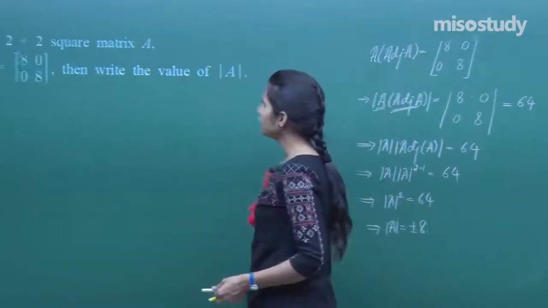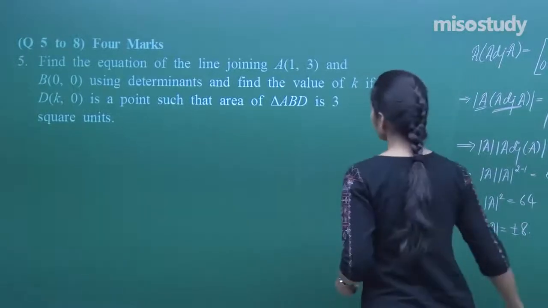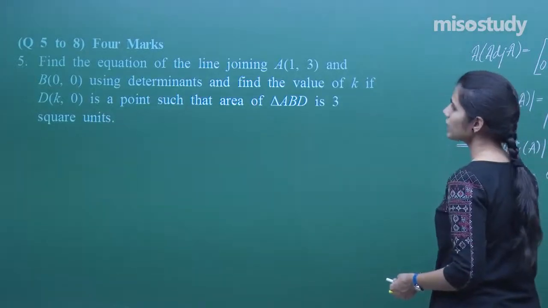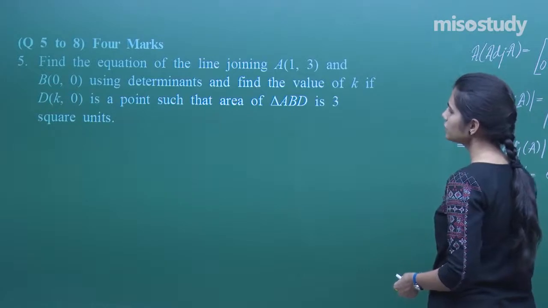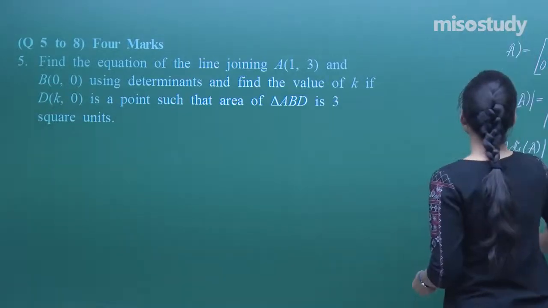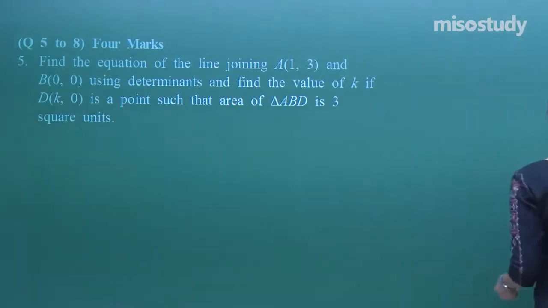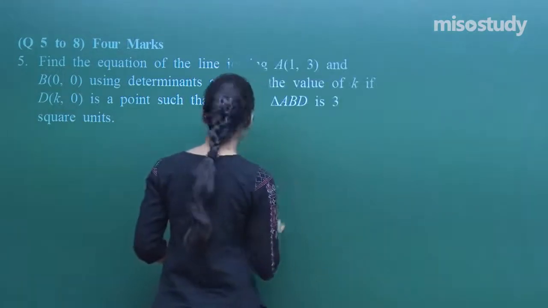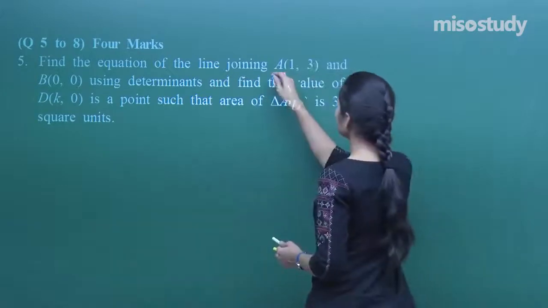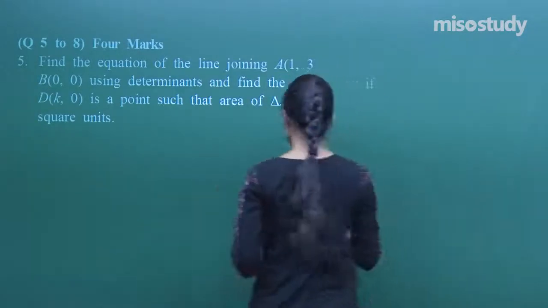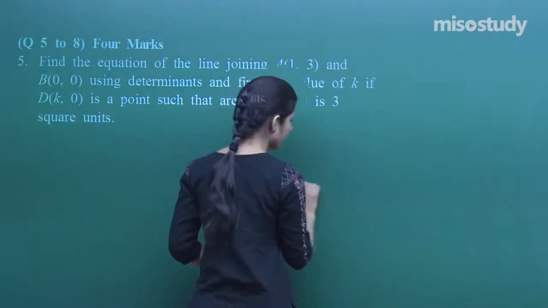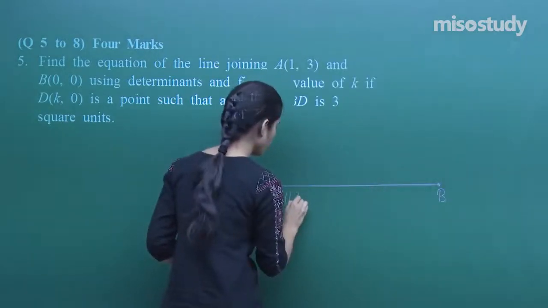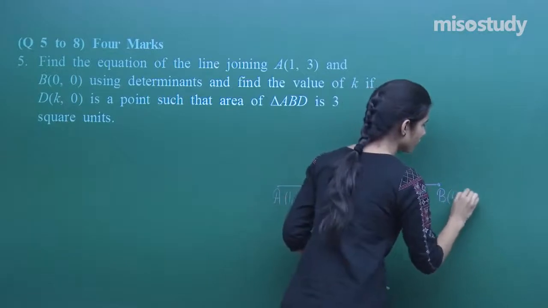Moving ahead, we have: find the equation of the line joining these 2 points using determinant approach and find the value of K if this point is a point such that the area of triangle ABD is 3 square units. This is a pretty conceptual based question. Here they are saying that there is a point joining A(1, 3) and B(0, 0). So say this is A and this is B, this is 1, 3, this is 0, 0.